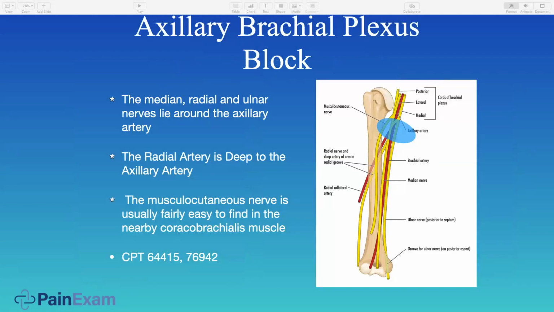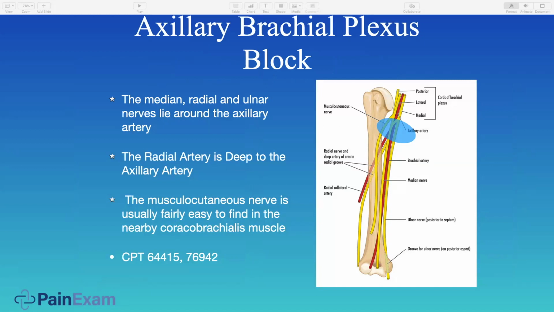Okay, the axillary brachial plexus here. You have the median, radial, and ulnar nerves that lie around the axillary artery. The radial nerve is deep to the axillary artery. This is a boards question for anesthesia and possibly on pain when they start to ask about ultrasound, which I think will eventually happen, if it didn't start yet, for the boards.